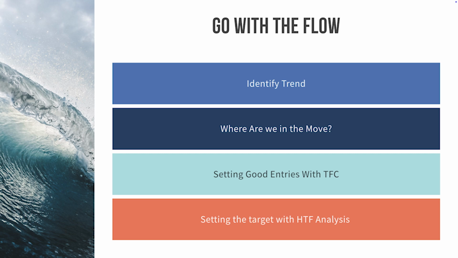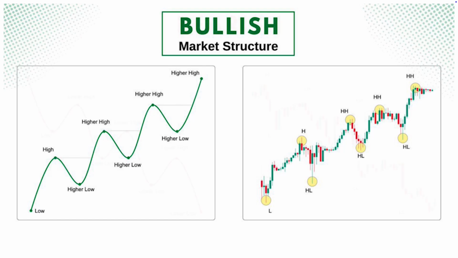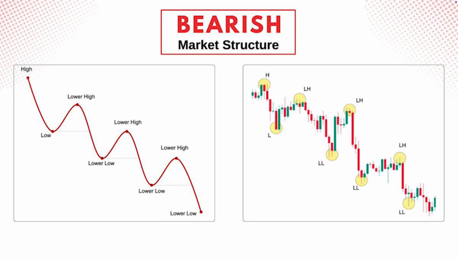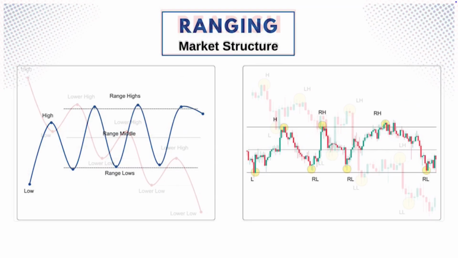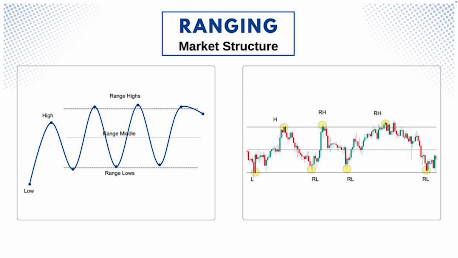I know you want to make your money. I get it. We all do. But if you're in a ranging market, you will not make money. Period. Okay. So now that we've talked about the three types of trends, which is an uptrend, a bullish market structure, a downtrend, that's the bearish market structure, unless you have that ranging market structure that we just talked about that we're going to be avoiding.